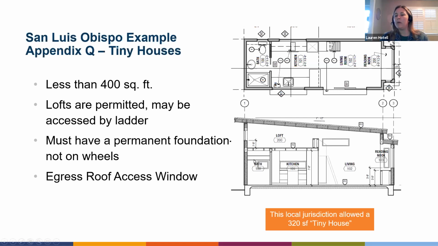Lofts are allowed, and they can be accessed by a ladder, so we have a ladder here. It does have to be on a permanent foundation, so it can't be on wheels. You can't move it around. Obviously, some sort of egress is required. In this case, an emergency exit is available through the roof access window, which I believe is here. And again, please make sure that you're checking with your local jurisdiction before embarking on the construction of an ADU or a tiny house.